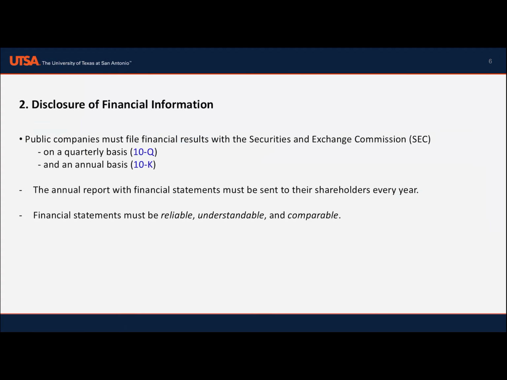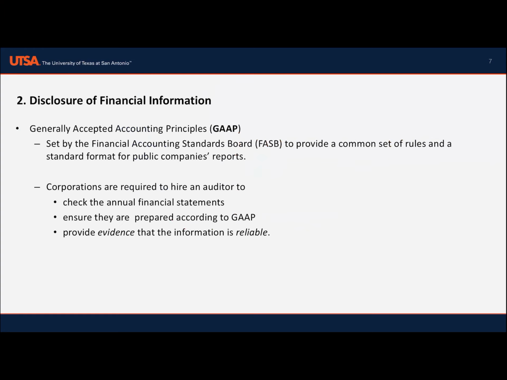They produce the financial statements quarterly and annually, and public companies must file financial results with the Securities and Exchange Commission. On a quarterly basis, they file the 10Q, and on an annual basis, they file the 10K. The annual report with the financial statements must be sent to shareholders every year. Financial statements must be reliable, understandable, and comparable.